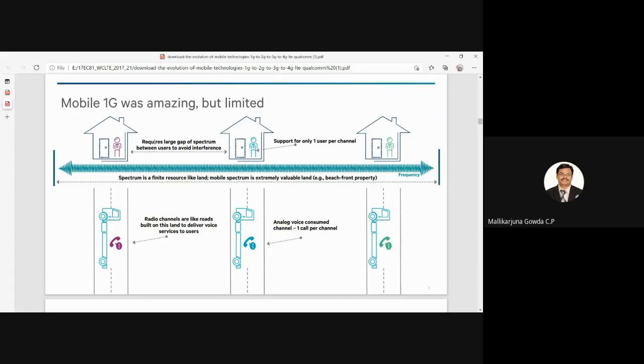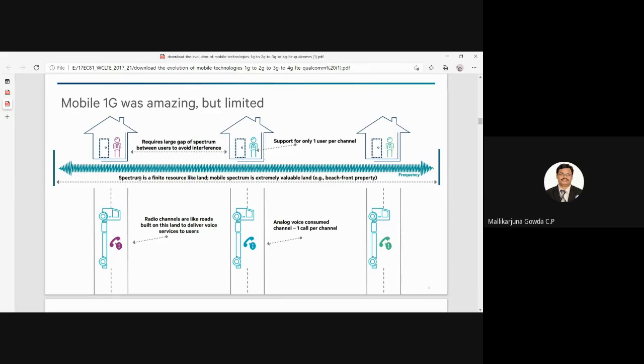That is one thing. Then here, each user supports only one channel, meaning support for only one user per channel. For one channel, I will be able to communicate with one person only. So if 100 people are there, I need 100 channels, right? But the technology has evolved, whereby with a single channel, multiple users can be accommodated. So that is the evolution in the next stage.